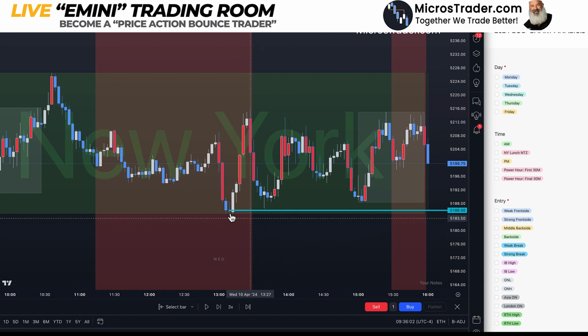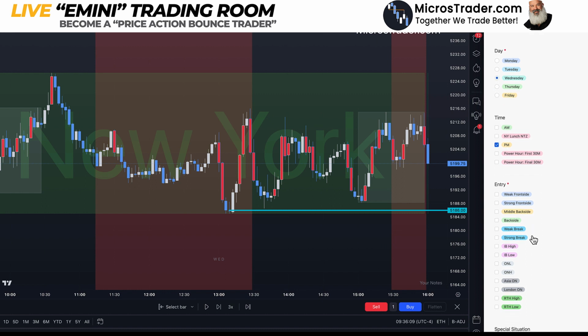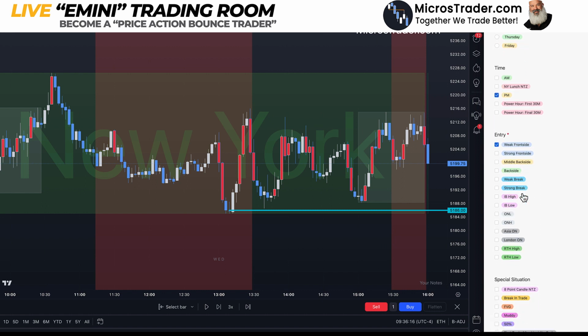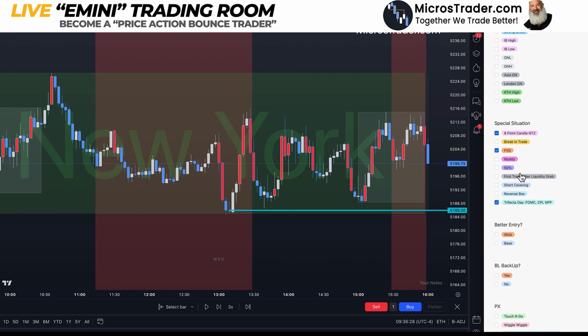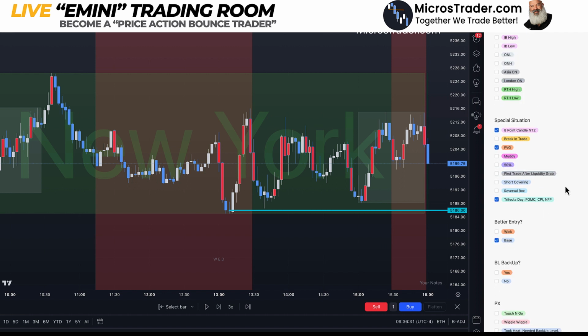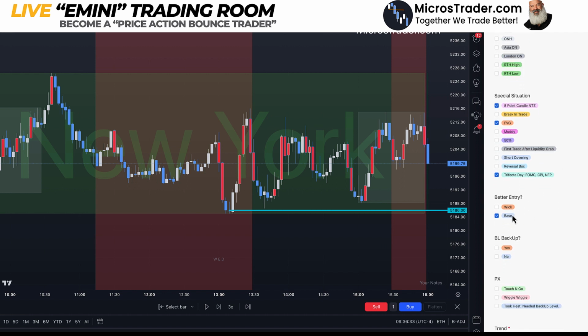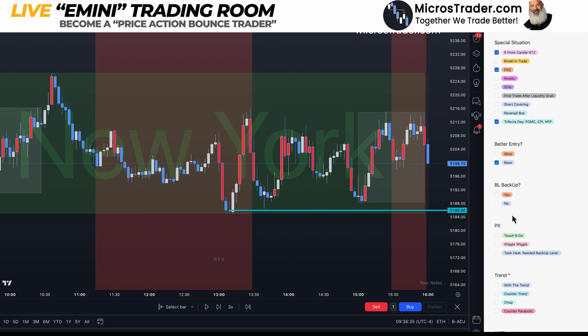So we're going to mark. Okay, let's just go through it. Wednesday. It's in the PM. It's also long at the bottom of the range, which is nice, right? You got a weak front side because you never had backside development. So we got a weak front side. We are certainly in 8-point candle land. It is a fair value gap. It is trifecta day, which is a better entry. This is where I'll denote that. If I feel there was a better entry, I'll denote it. Otherwise, I don't.